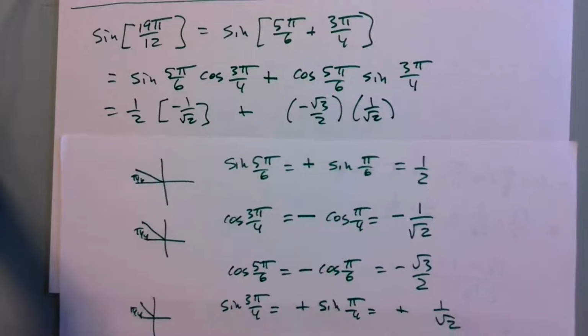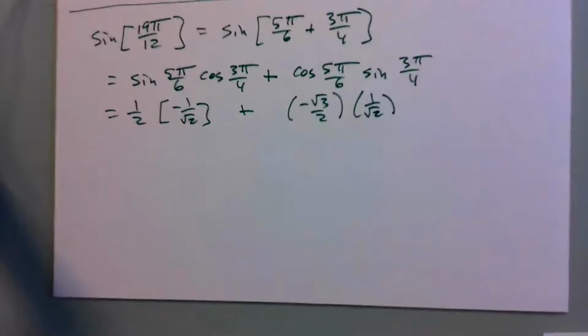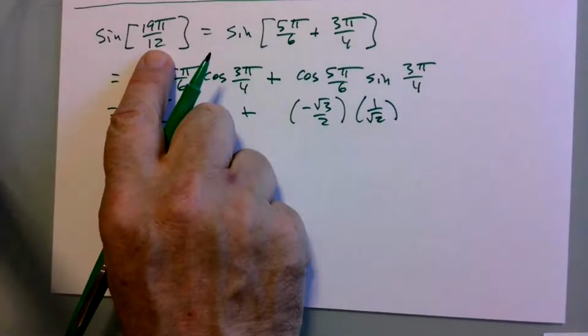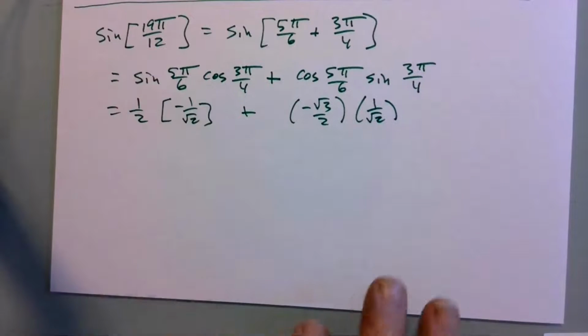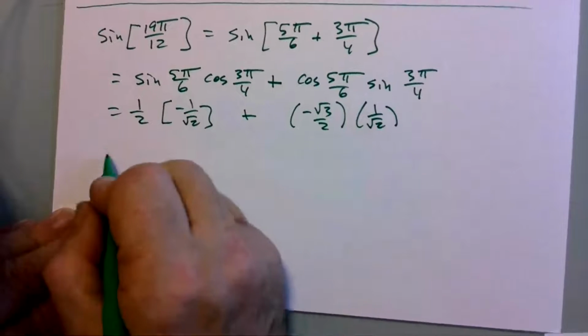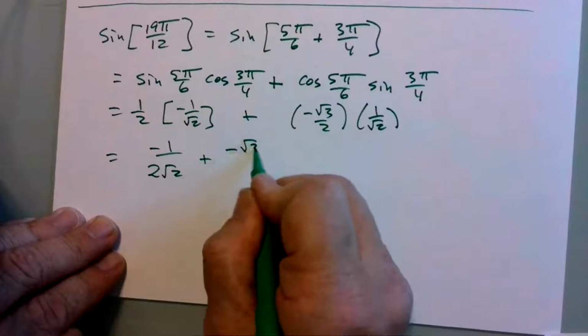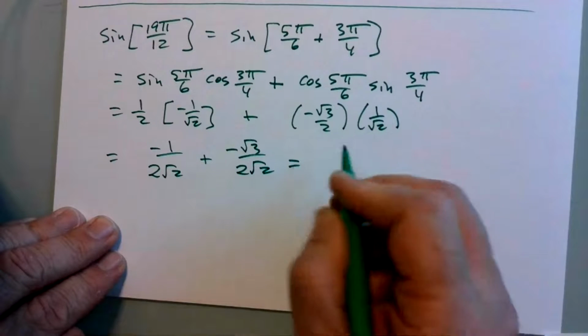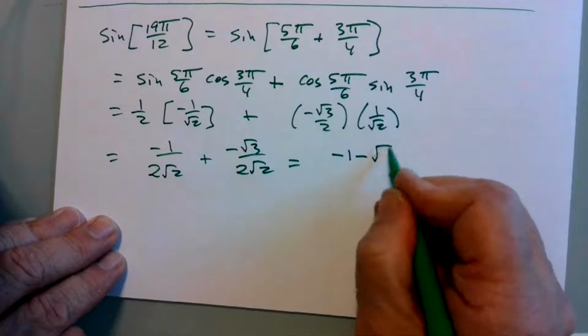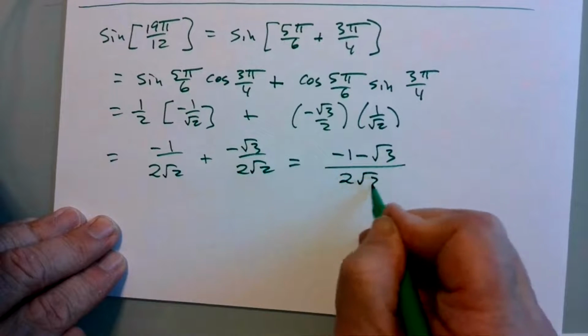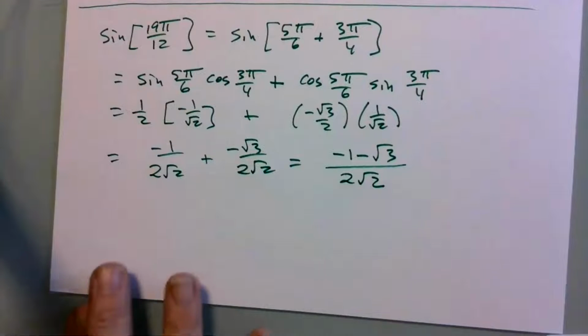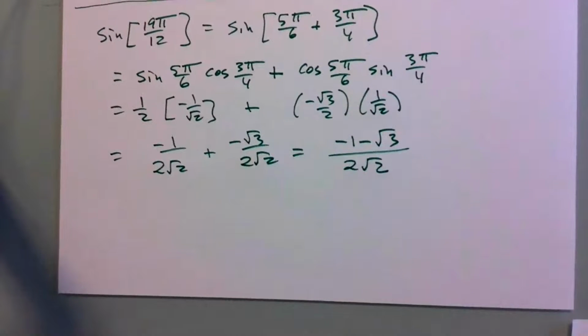All right, let's go ahead and finish this off. You'll notice 19 pi over 12 is beyond 12 pi over 12, so this is not in the first or second quadrant. So we know it's going to be negative. So I guess we shouldn't be surprised that I get negative 1 over 2 root 2 plus negative root 3 over 2 root 2, which I will write as negative 1 minus root 3 over 2 root 2. Okay. So pretty good in terms of how we use that. Again, sine of a plus b is sine a cos b plus cos a sine b.